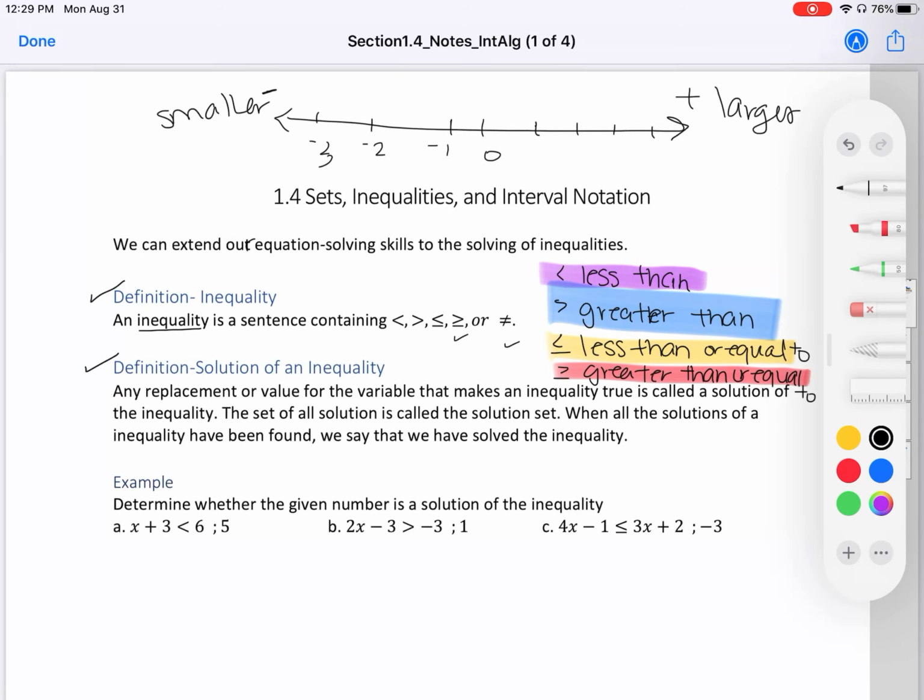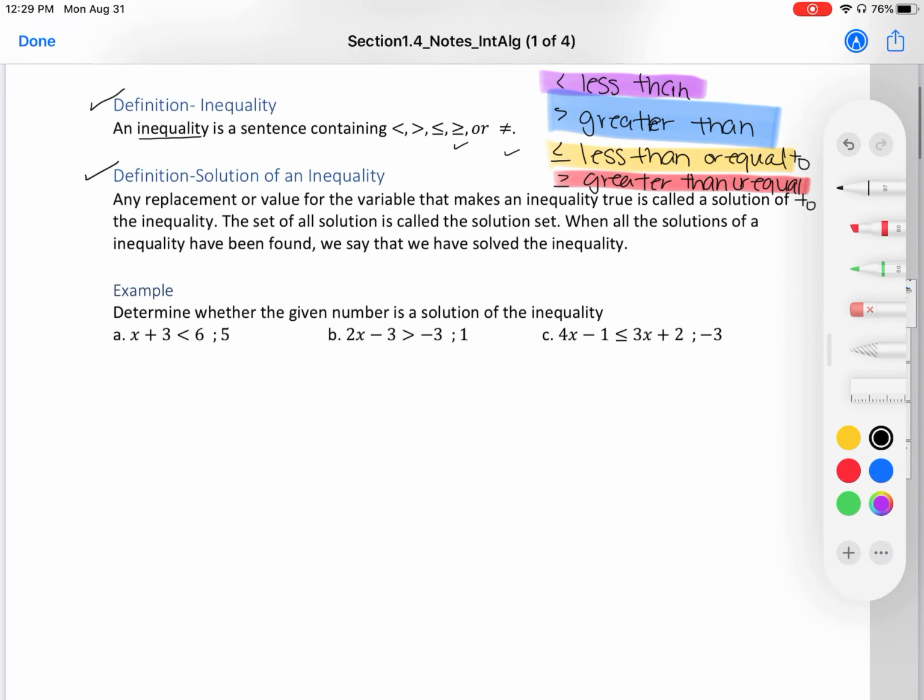Okay, moving forward. Definition of solution of an inequality. Any replacement or value for the variable that makes an inequality true is called a solution of the inequality. The set of all solutions is called the solution set. When all the solutions of an inequality have been found, we say that we have solved the inequality.